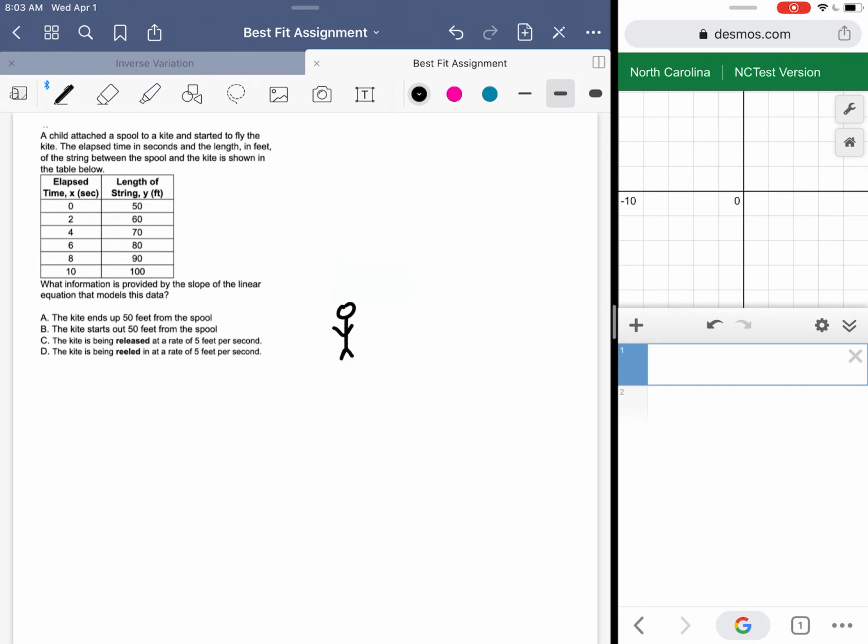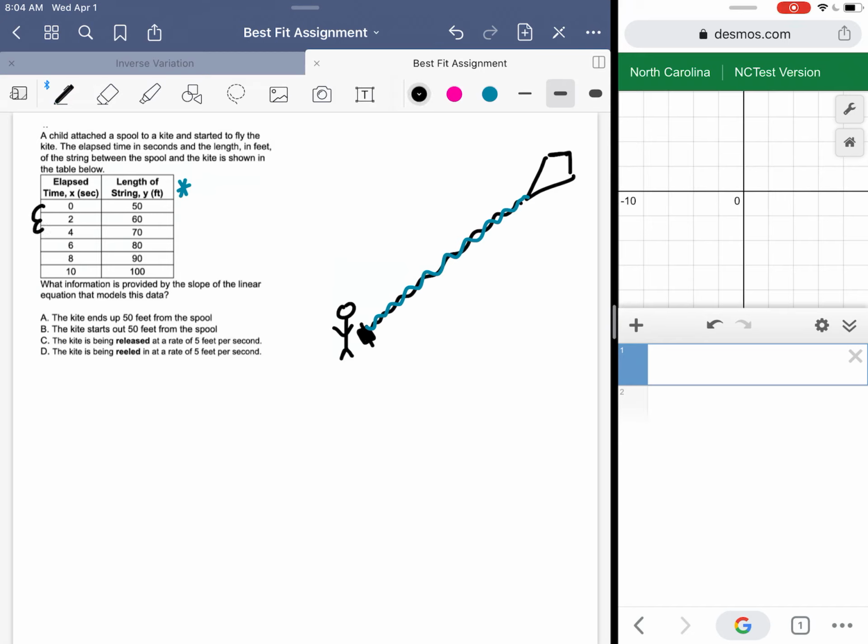So let's just get a picture for what's going on here. We've got a person flying a kite. They're holding the spool. We'll say this is their spool of yarn, and then the kite is up here, right? We also need to take note that the length of the string is what is listed as our Y value, right? So the length of the string is our Y value.